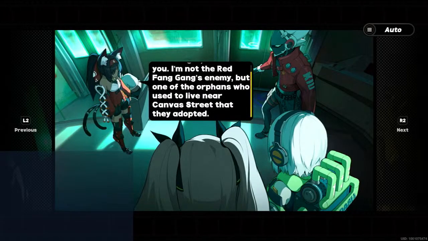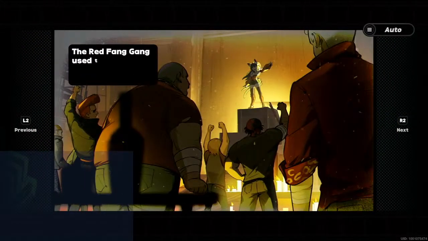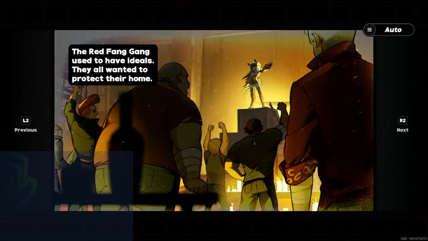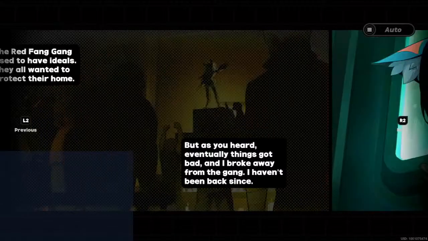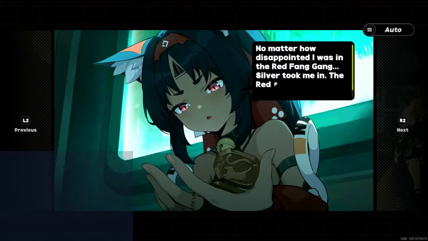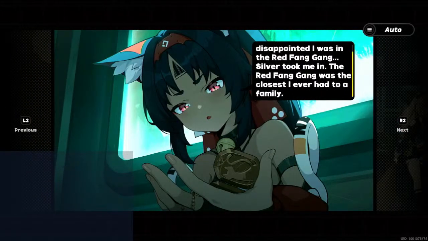I'm not the Red Fang Gang's enemy, but one of the orphans who used to live near Canvas Street that they adopted. The Red Fang Gang used to have ideals. They all wanted to protect their home. But as you've heard, eventually things got bad, and I broke away from the gang. I haven't been back since. No matter how disappointed I was in the Red Fang Gang, Silver took me in. The Red Fang Gang was the closest I ever had to a family.